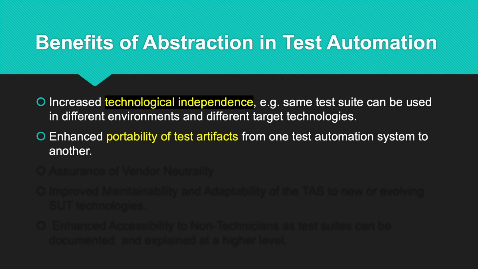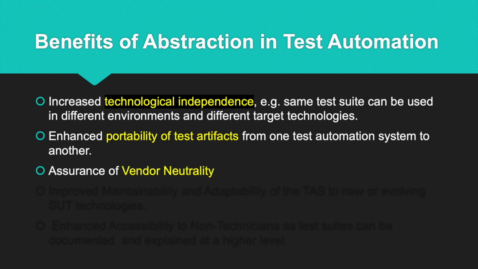For example, imagine you have a test suite designed to validate the checkout process of an e-commerce website. With abstraction, rather than hard-coding specific URLs or DOM elements, the test suite is designed to work with abstract representation of these elements. This abstraction allows the test suite to be easily ported to test similar checkout processes on different e-commerce platforms or different websites with minimal changes.